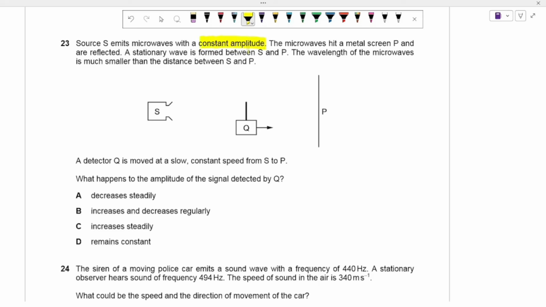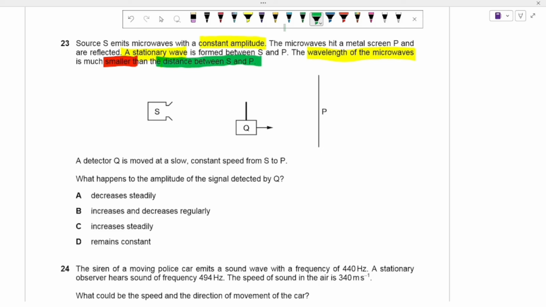The microwaves hit a metal screen and are reflected. Reflected meaning a stationary wave is formed. How did I know this? A stationary wave was formed, I've been told. The wavelength of the microwaves is much, emphasis on much, smaller than the distance between S and P. If you decode what this is saying, you're done. You've answered this question. This jargon, right?